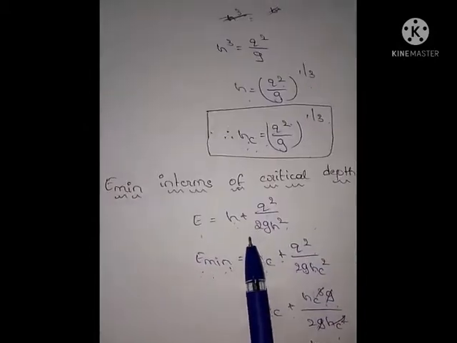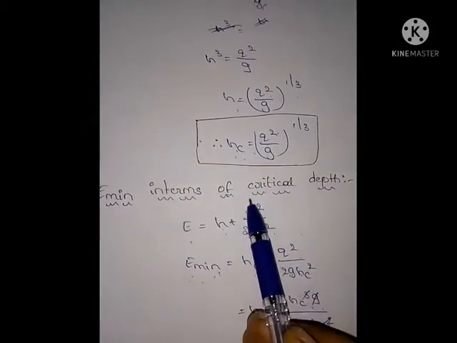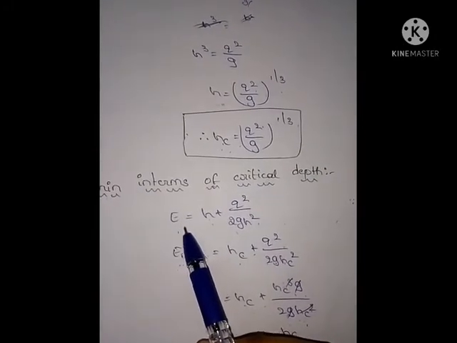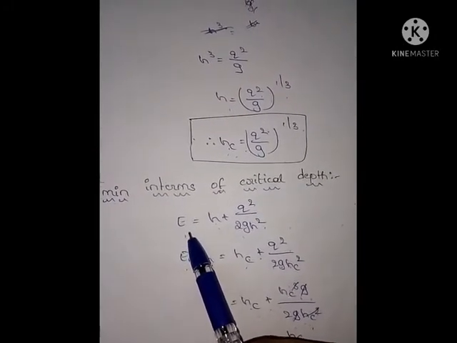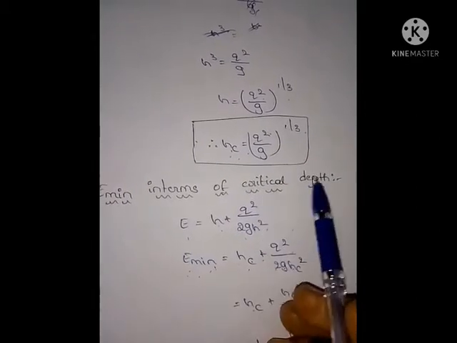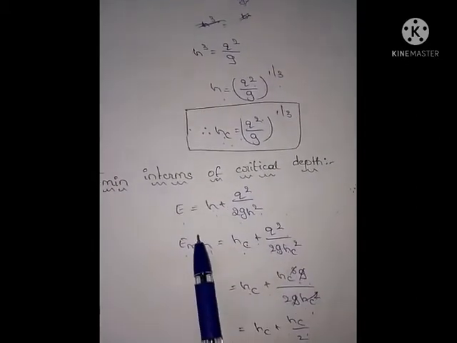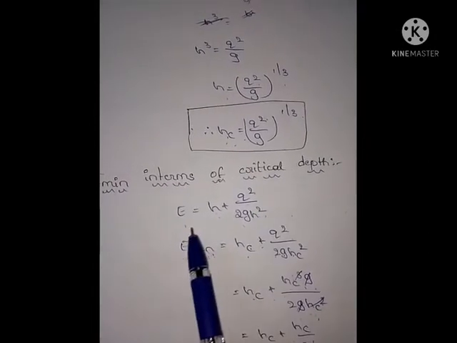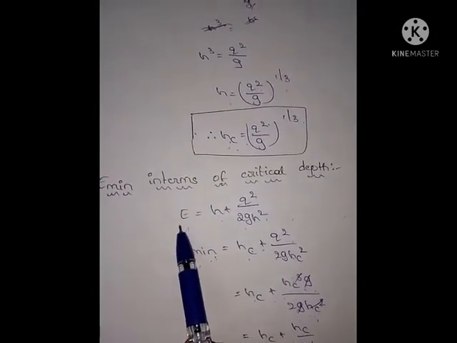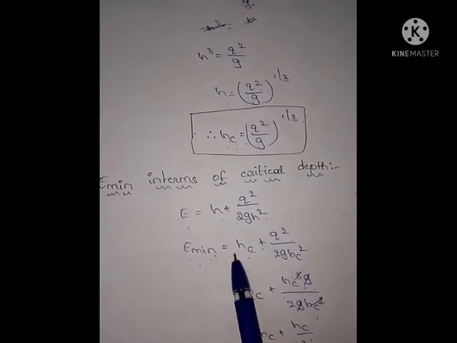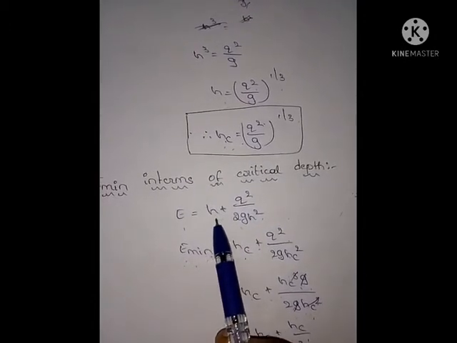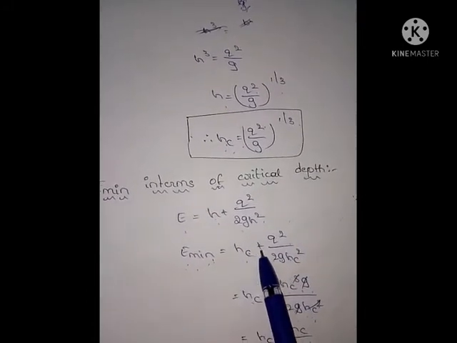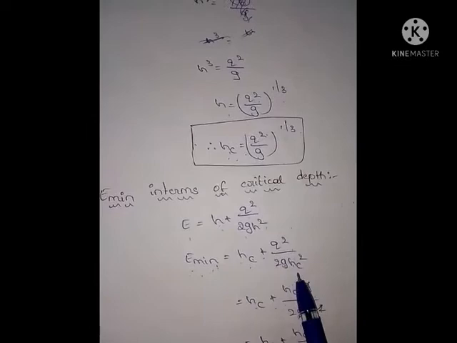Next, specific energy minimum in terms of critical depth. We know the formula for specific energy: E is equal to h plus q square by 2g h square. So we have to find E minimum now. In the place of h, in terms of critical depth, I write hc. E minimum equals hc plus q square by 2g hc square.